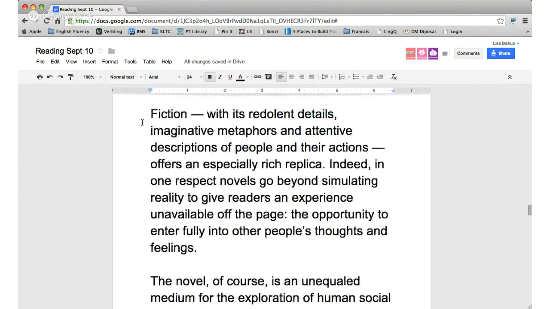So fiction, with its redolent details, imaginative metaphors, and attentive descriptions of people and their actions, offers an especially rich replica. Indeed, in one respect, novels go beyond simulating reality to give readers an experience unavailable off the page, the opportunity to enter fully into other people's thoughts and feelings.